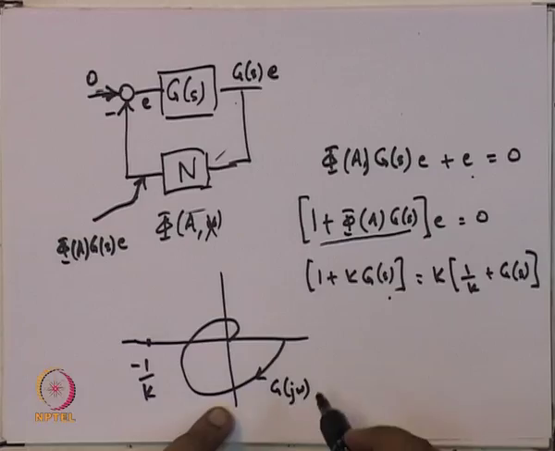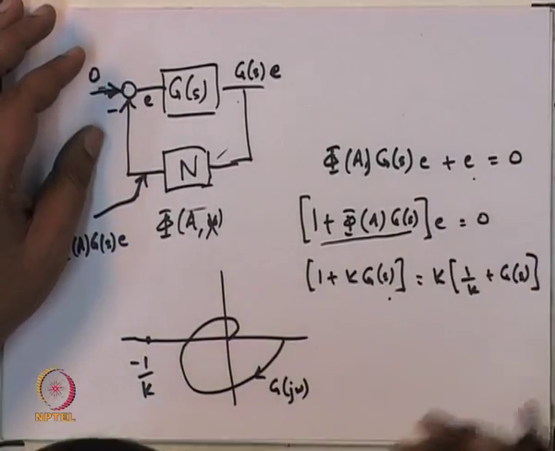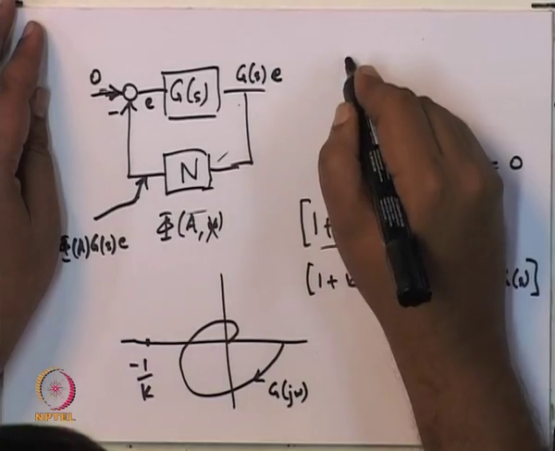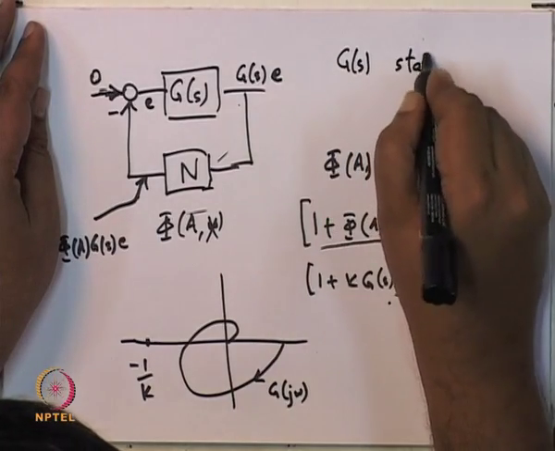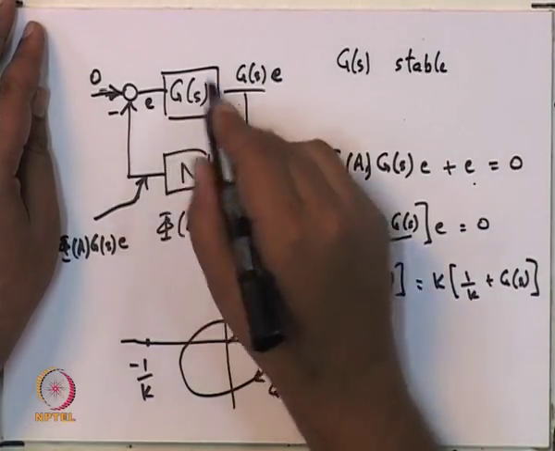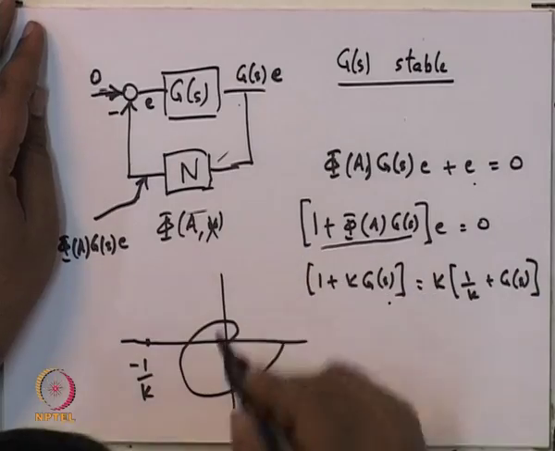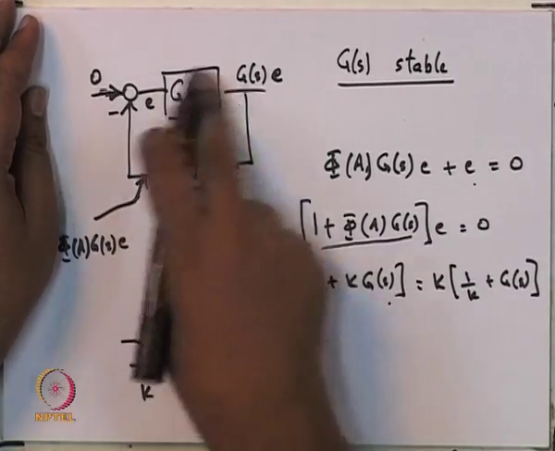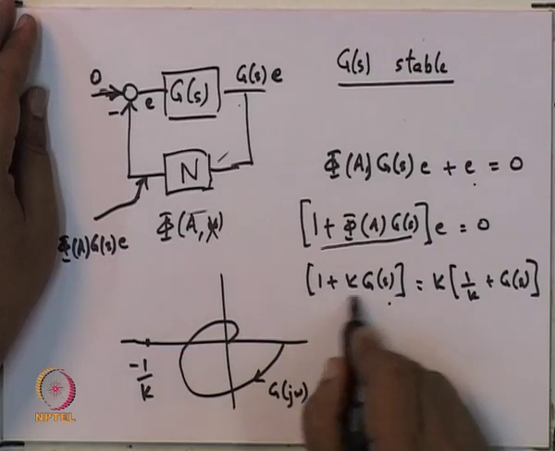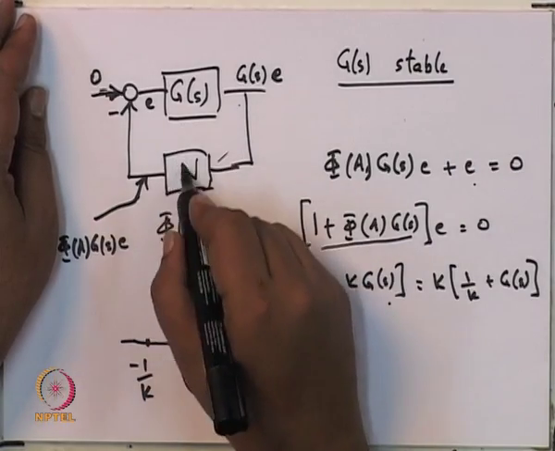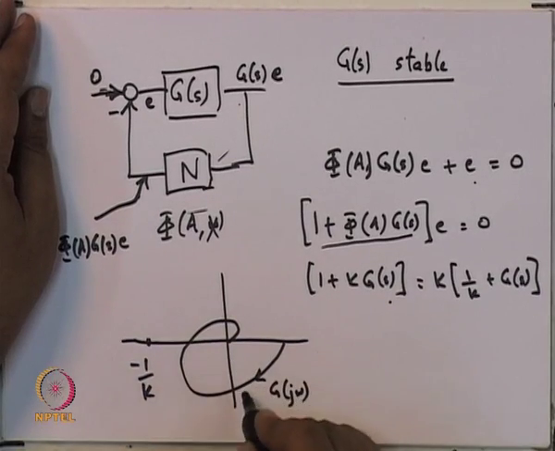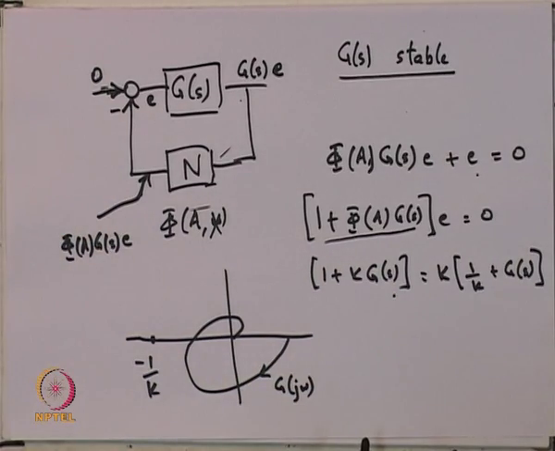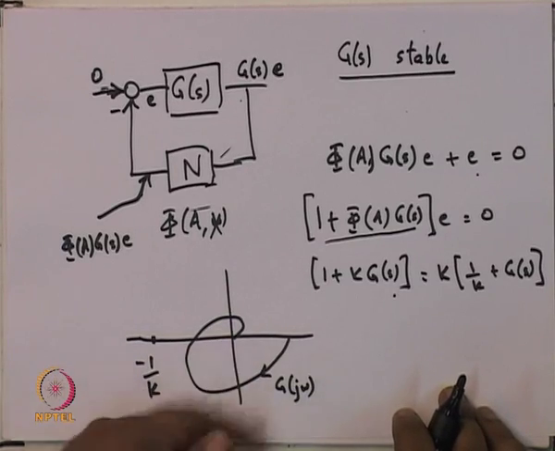And this is precisely the Nyquist criterion that we discussed several times before. So, for example, suppose you had started out with a G(s) which was stable. That means the open loop transfer function was stable. Then for the closed loop to continue to be stable, with a gain k, G(j omega) should not encircle minus 1 by k, in which case it is stable. On the other hand, if it encircles minus 1 by k, it is unstable.